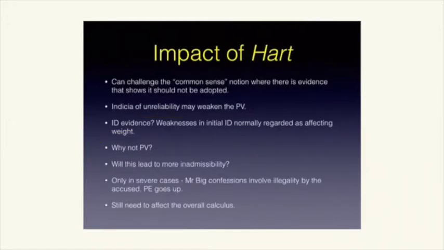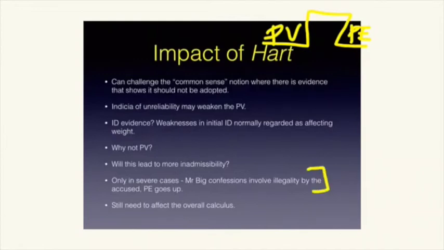Now, before you get excited about every piece of evidence being contested on the nature of probative value, I don't think this is going to happen in most cases. What's important to remember is that the probative value and prejudice is really a scale more than anything else. It's a scale in which you're balancing things. So at the end of the day, the important part is that in Hart, the Mr. Big confessions involved a certain degree of illegality because the accused, to admit this evidence, he had to show that the accused was joining a criminal gang.